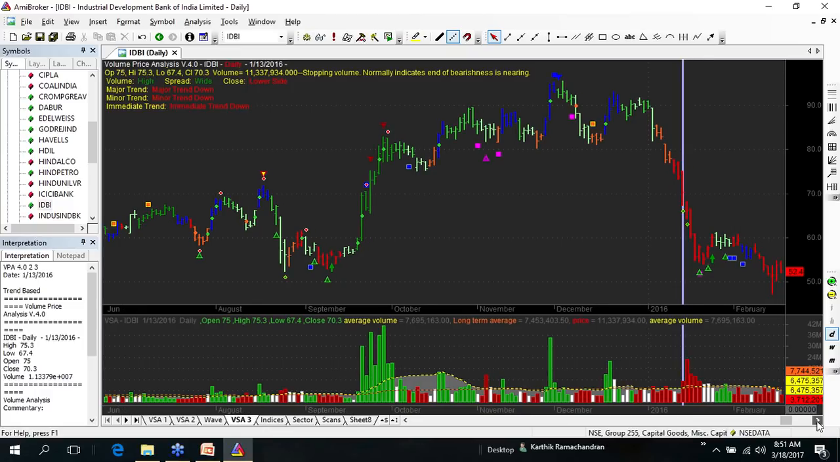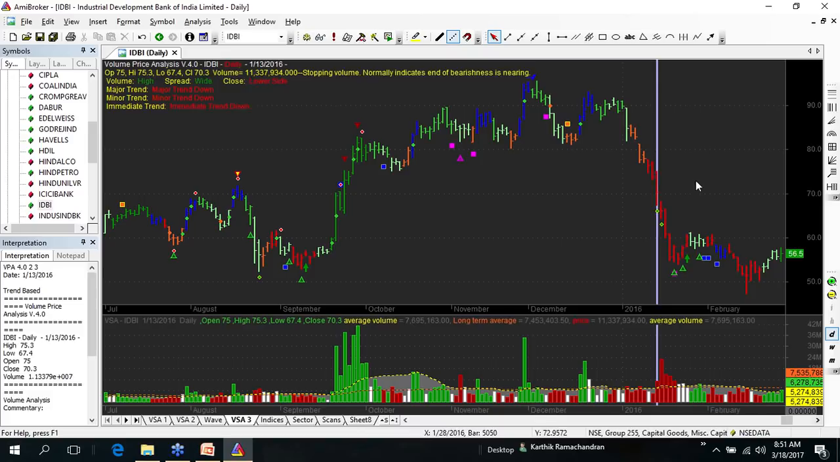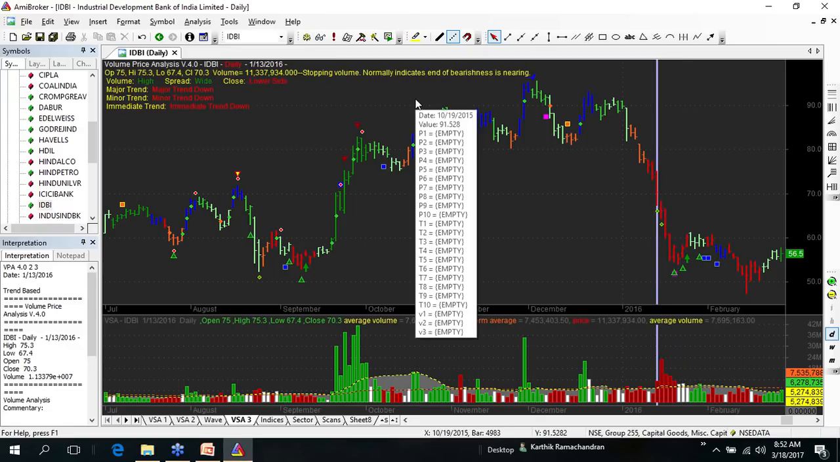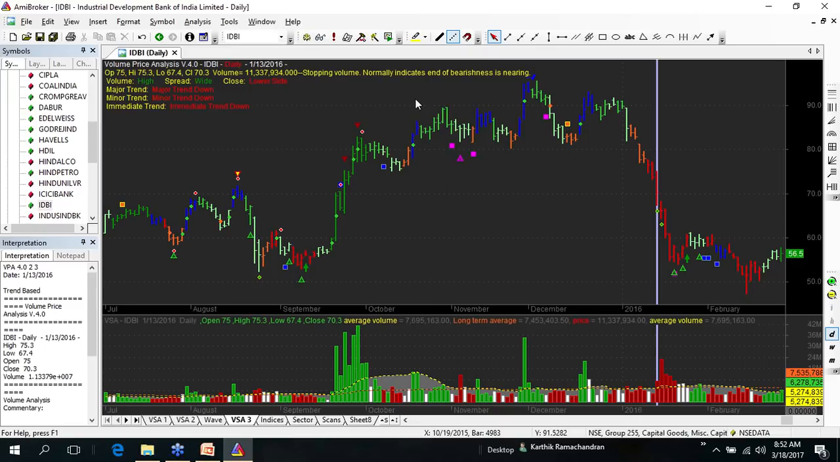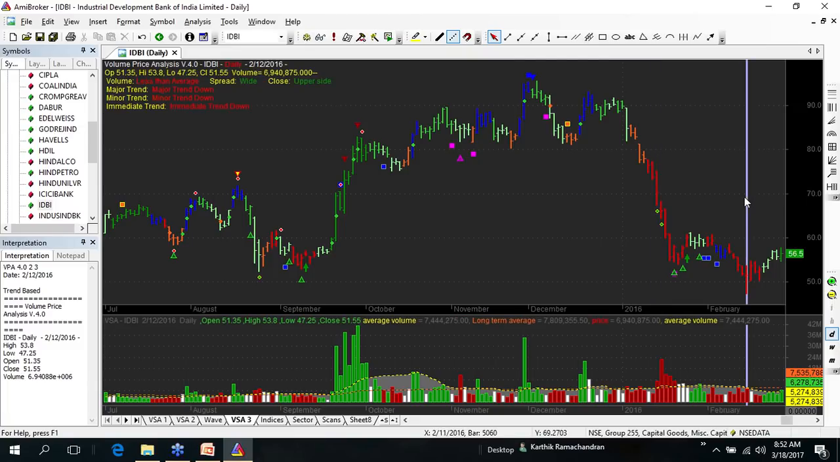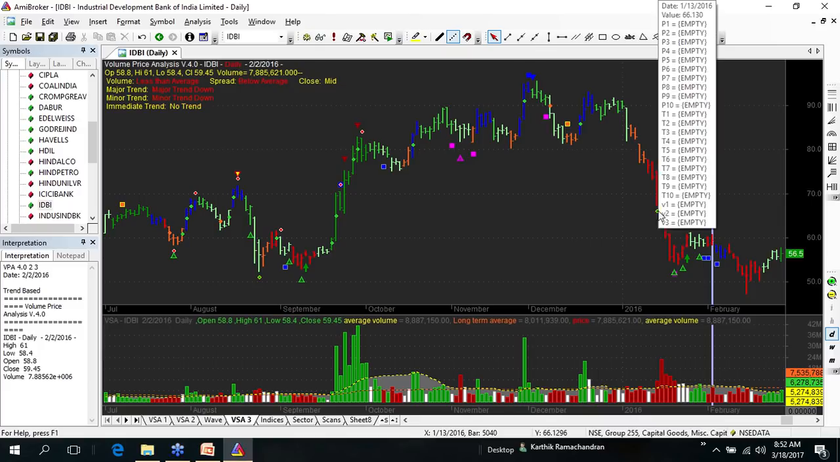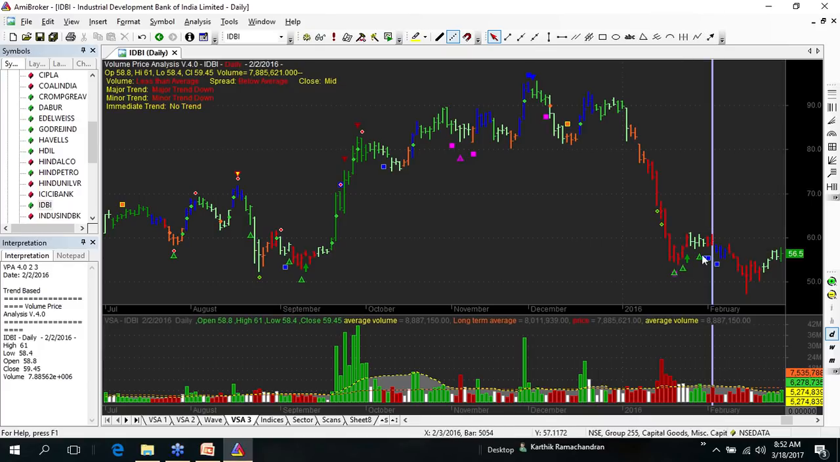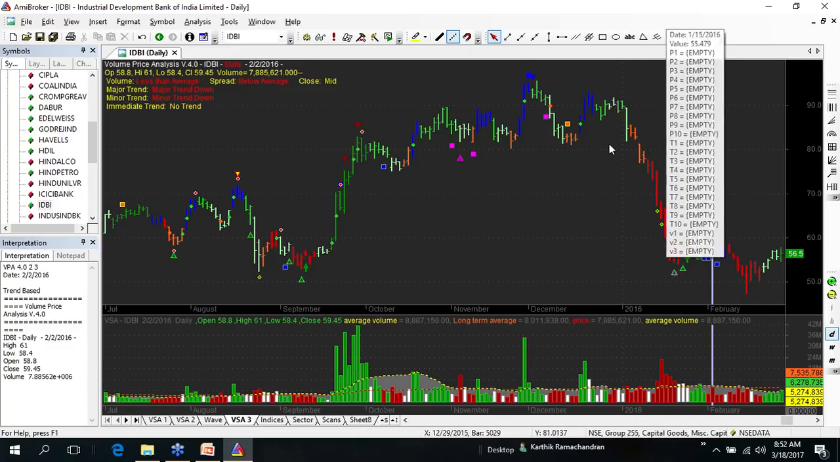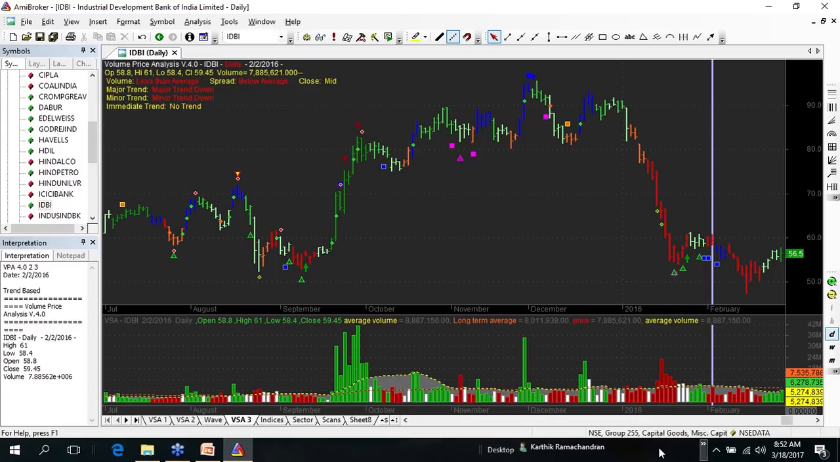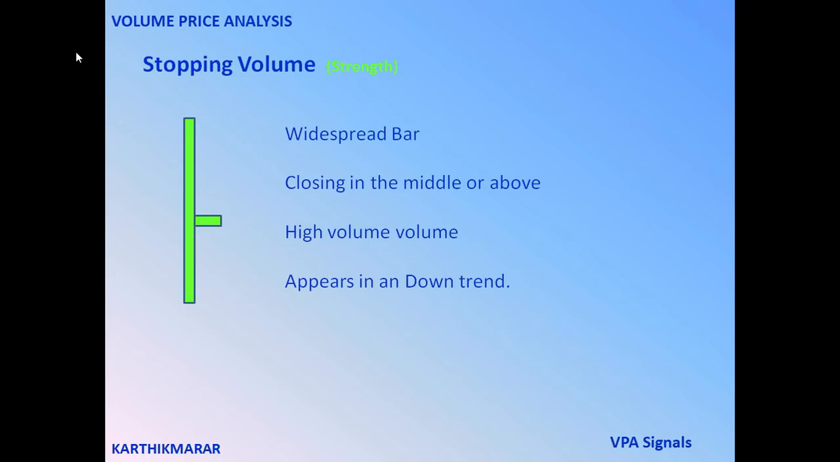So here you can see a stopping volume. Here is some absorption; your volume is higher than the average, and it looks like some absorption is going on. So the stopping volume indicates that the end of bearishness is nearing, that is, the bottom is coming soon. Now, if the next bar is again a stopping volume, the volume is much higher here, and the stock is closing in the middle. And obviously, very soon we have seen the end of the downtrend or the markdown phase here. So this is the stopping volume.